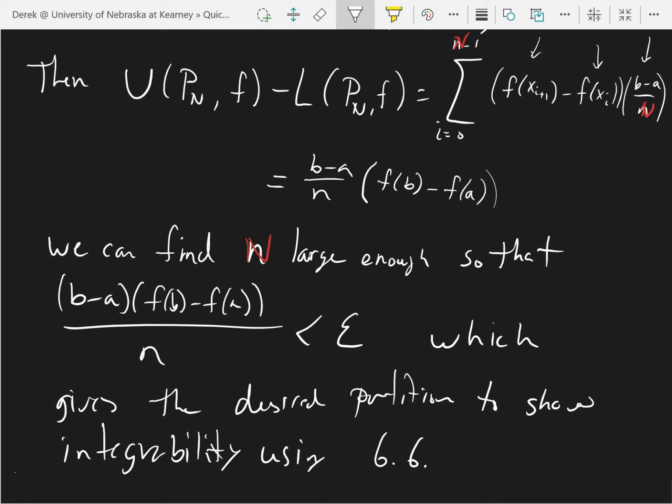Okay, so there's two theorems. We've got continuous functions are integrable and monotonic functions are integrable. In the next video, I'm going to go through a couple of examples of how we actually compute integrals using some of these limits, and we'll see that there.